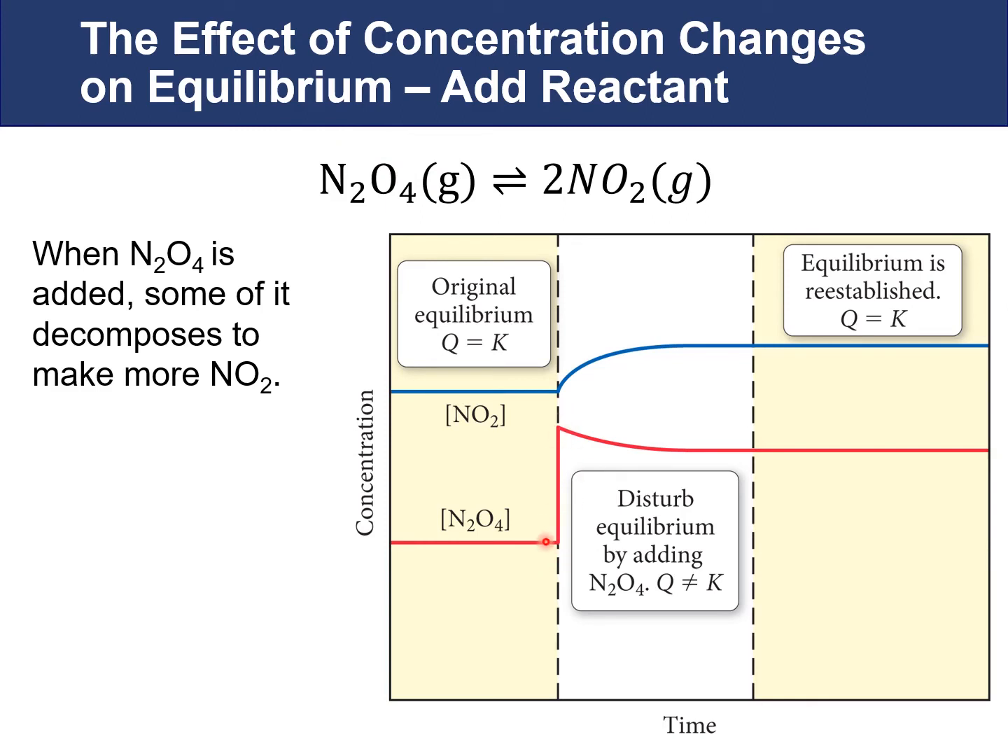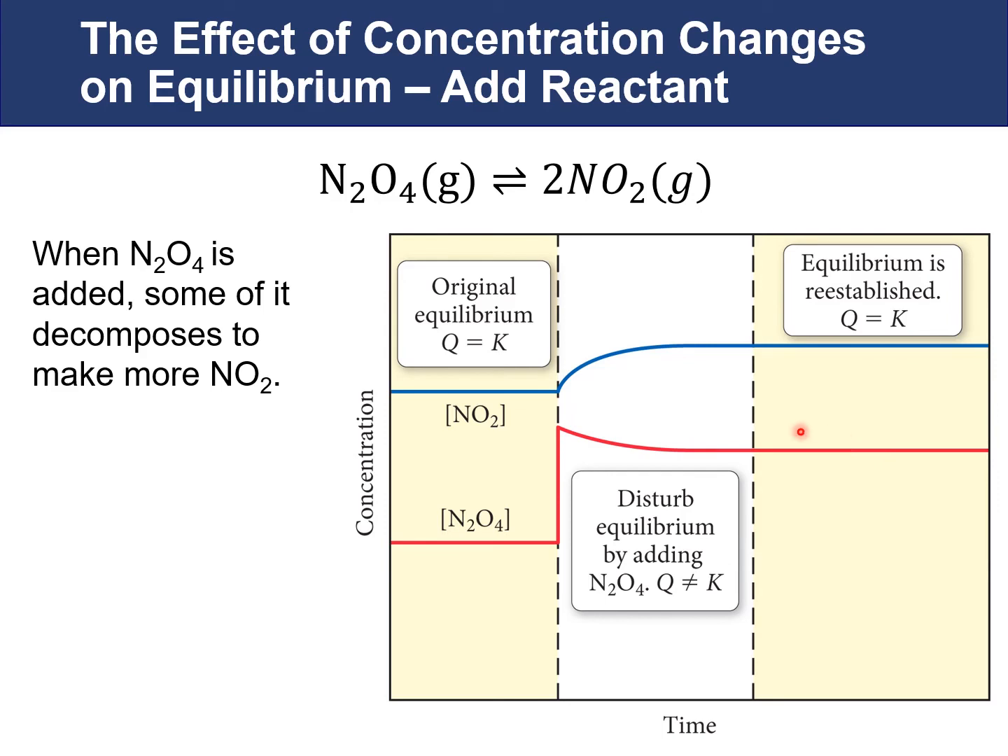But after that initial spike from what we added, you'll notice that the concentration of N2O4 decreases from where it was following the spike. As the concentration of N2O4 decreases, you'll see that the concentration of NO2 increases. So what this is telling us is that if we dump in some additional reactant, the reaction will shift to the right to make more product. So our concentration of NO2 goes up, our concentration of N2O4 goes down.